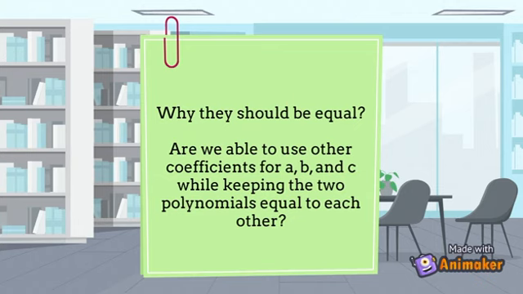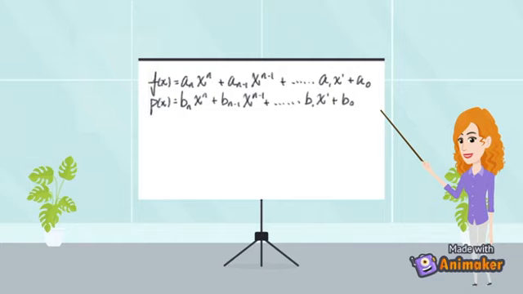Are we able to use other coefficients for a, b, and c while keeping the two polynomials equal to each other? In this video, we are going to see if the fact mentioned above is valid or not. Starting with two polynomials, f(x) and p(x), which we are told are equivalent and have the same degree, x to the nth power. In front of each term are the corresponding coefficients, a_n, b_n, a_(n-1), b_(n-1), etc.